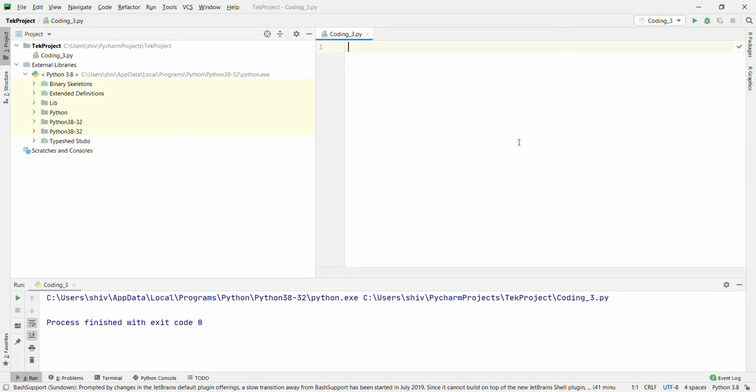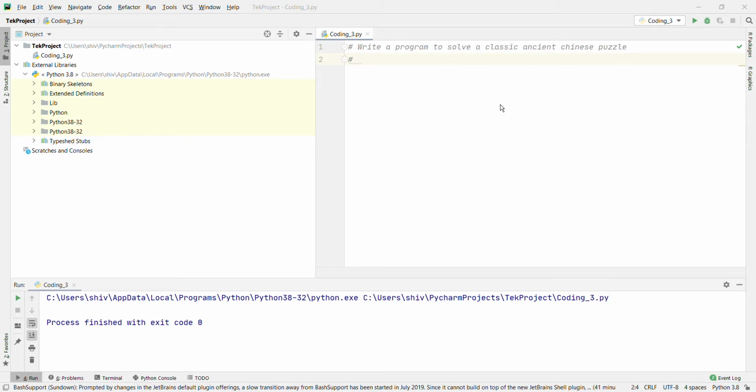Today we are going to solve the classic ancient Chinese puzzle. What is the classic ancient Chinese puzzle? We are going to write a program to solve a classic ancient Chinese puzzle.